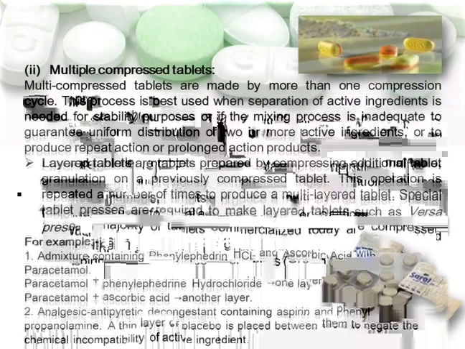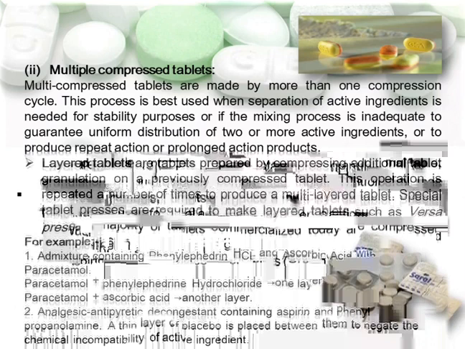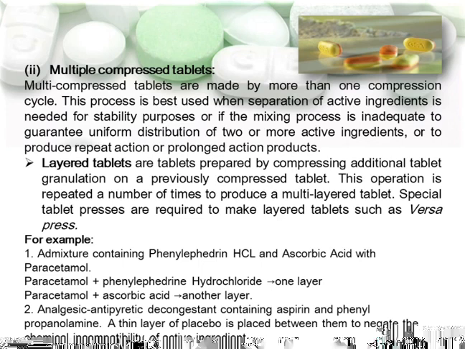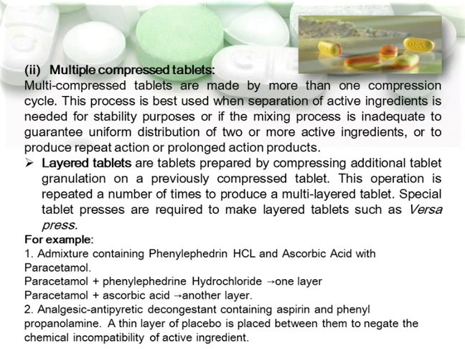Next is multiple compressed tablets. Multiple compressed tablets are made by more than one compression cycle. This process is best used when separation of active ingredients is needed for stability purposes, or if the mixing process is inadequate to guarantee uniform distribution of two or more active ingredients, or to produce repeat action or prolonged action products.